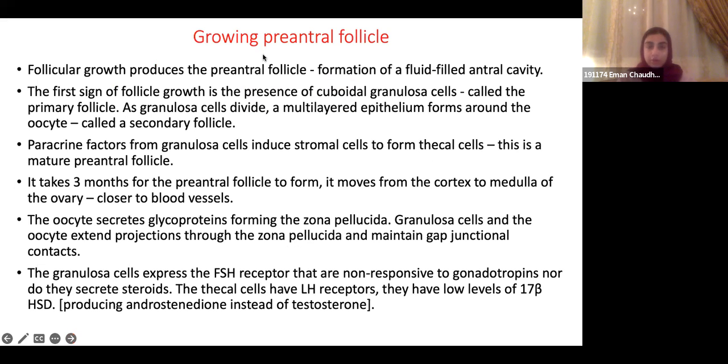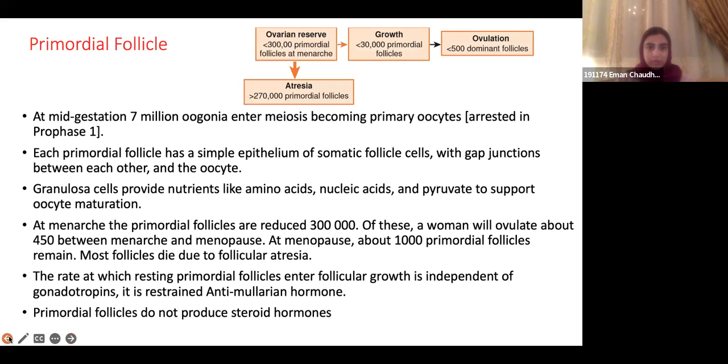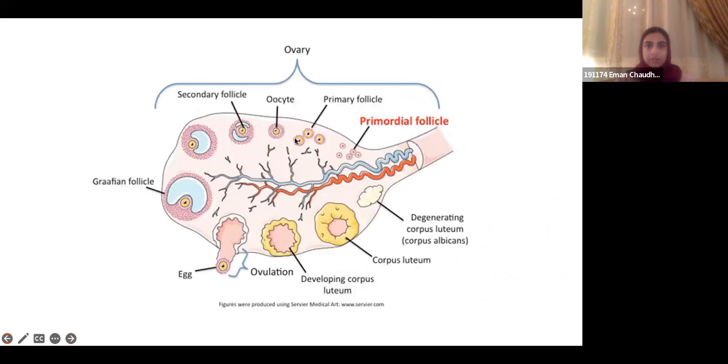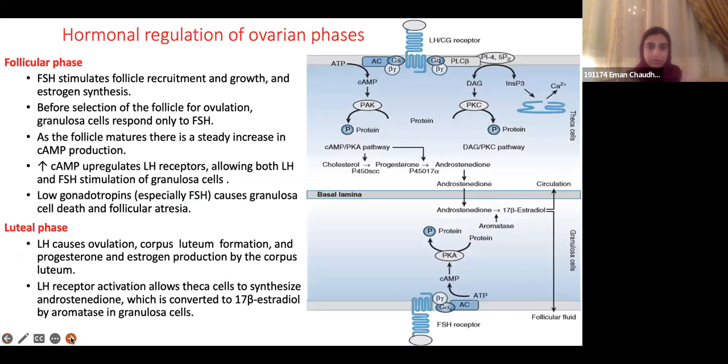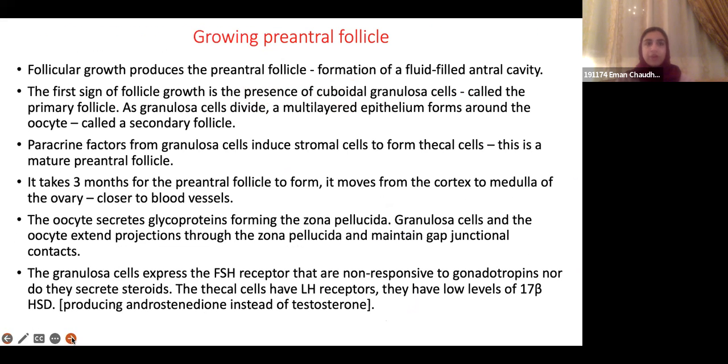Now the growing preantral follicle. So let's go back a little bit over here. This is your preantral follicle, okay? Your preantral follicle is basically when there's a formation of a fluid-filled cavity known as the antrum, okay? This is there because this is the first sign of follicular growth, number 1.